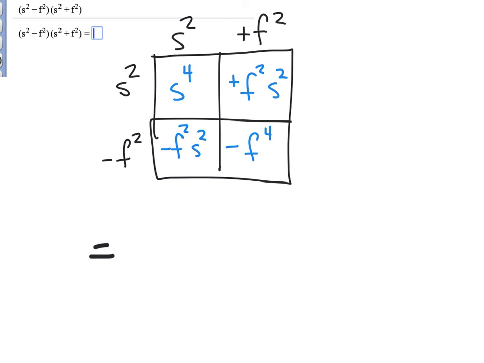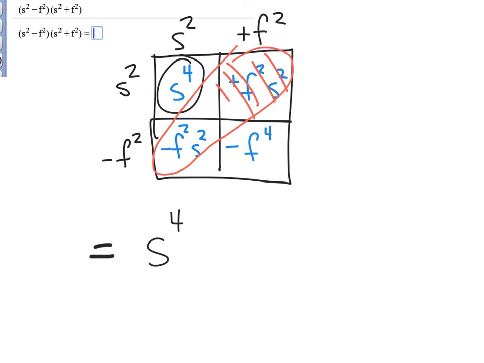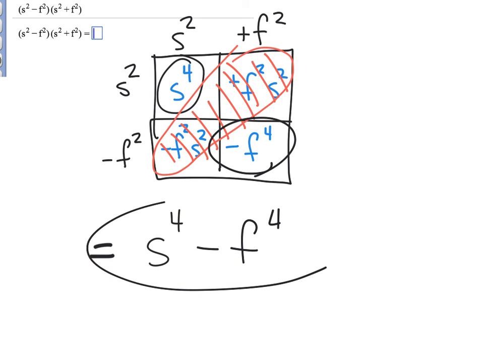And now we're going to simplify and combine our like terms. So this guy, s to the 4th, has no like terms. He's alone. Again, right here on our diagonal, we've got a negative f squared s squared. We have a positive f squared s squared. So they undo each other. And then we've got our minus f to the fourth power. And that ends this video.